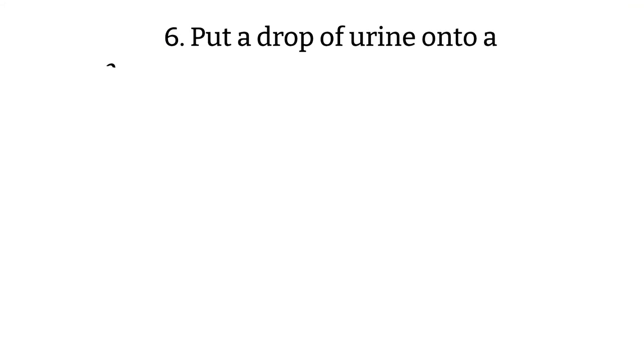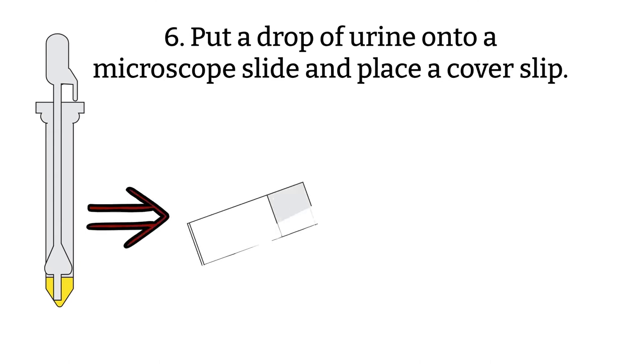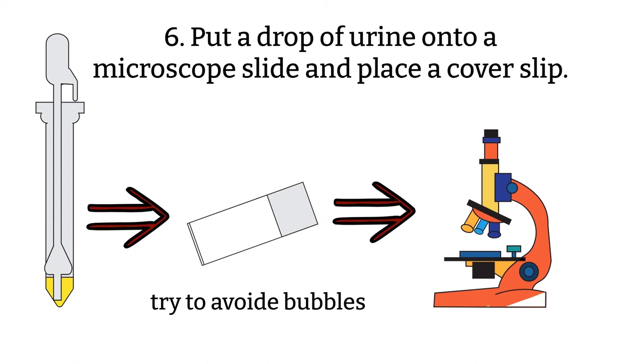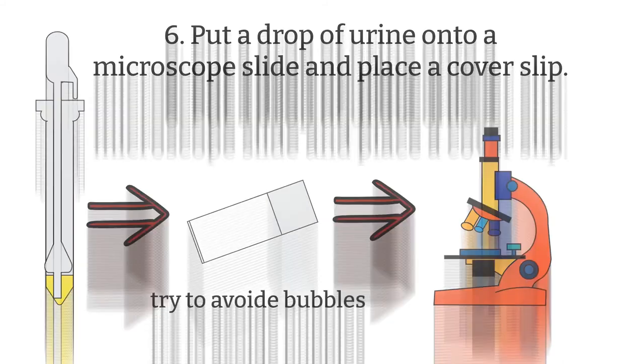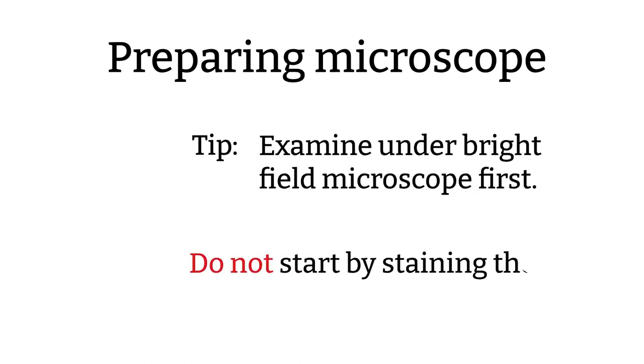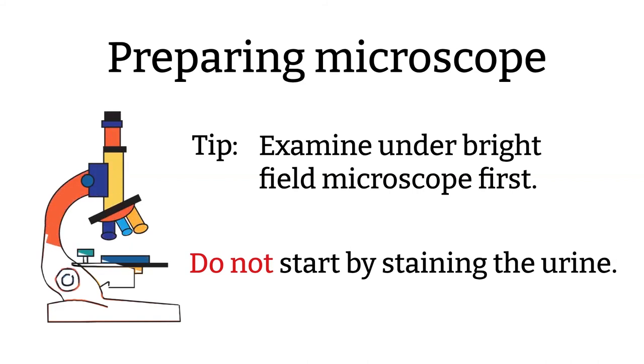Sixth, place a drop of urine onto a microscope slide and put a cover slip on top. Try to avoid bubbles because they could affect how well the urine sediment distributes. Microscope. First, examine the specimen in the bright field microscope. Do not start by staining the urine. If you need to stain the urine for further examination, that should be done after the bright field microscopic examination so you don't miss other findings.